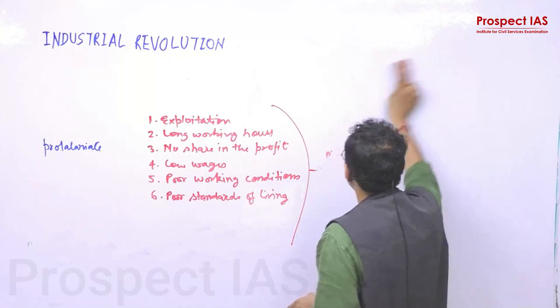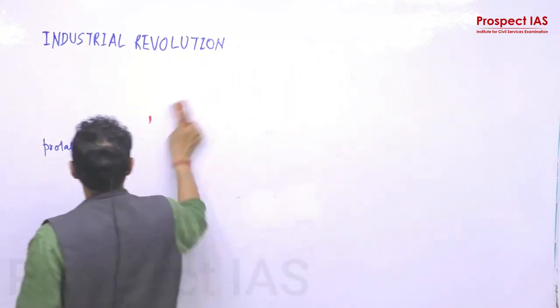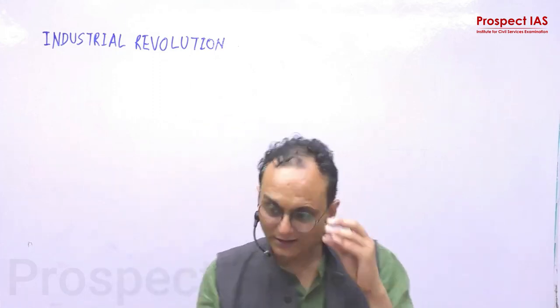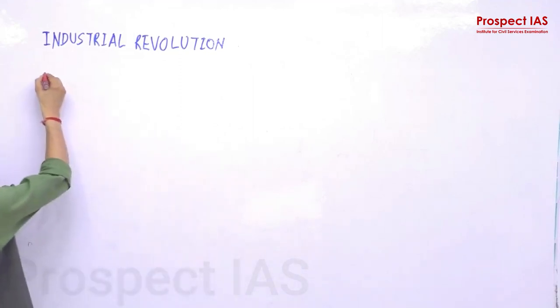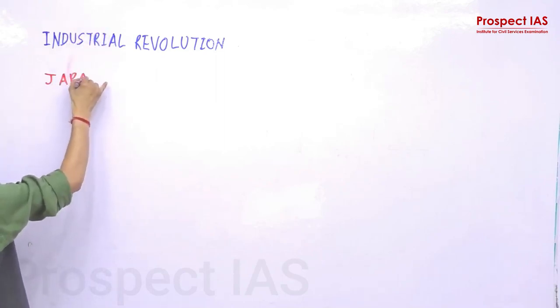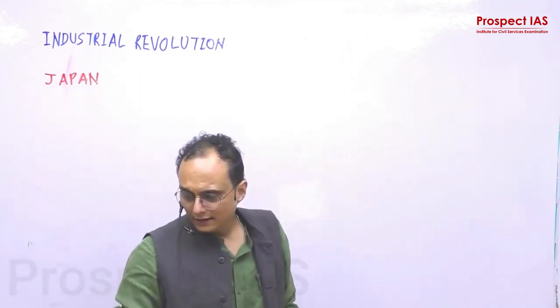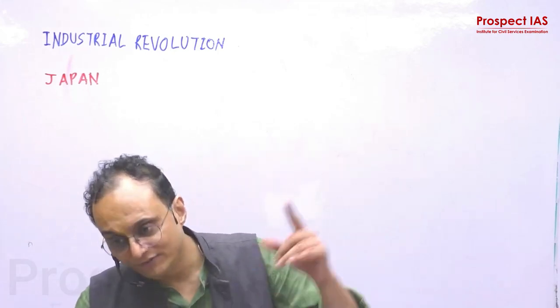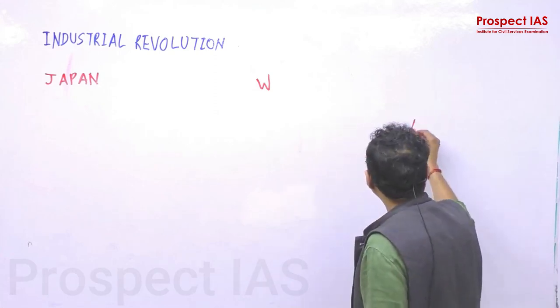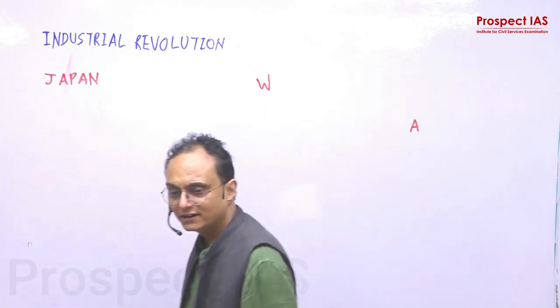Now come to another country which was actually a kind of shock to the Western world, where industrialization took place, and that country was Japan. How Japan not only broke and challenged the monopoly of the West in the industrial realm, it also challenged a superiority-inferiority kind of binary between the West and the East. In Europe, in the West, industrial revolution had been taking place. In Asia, Japan was the first country which industrialized itself.